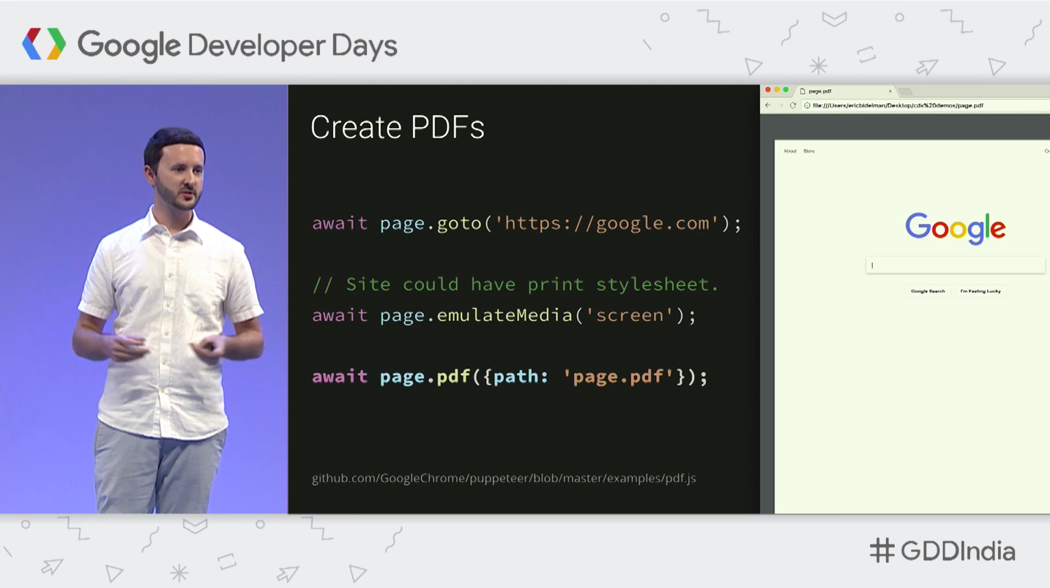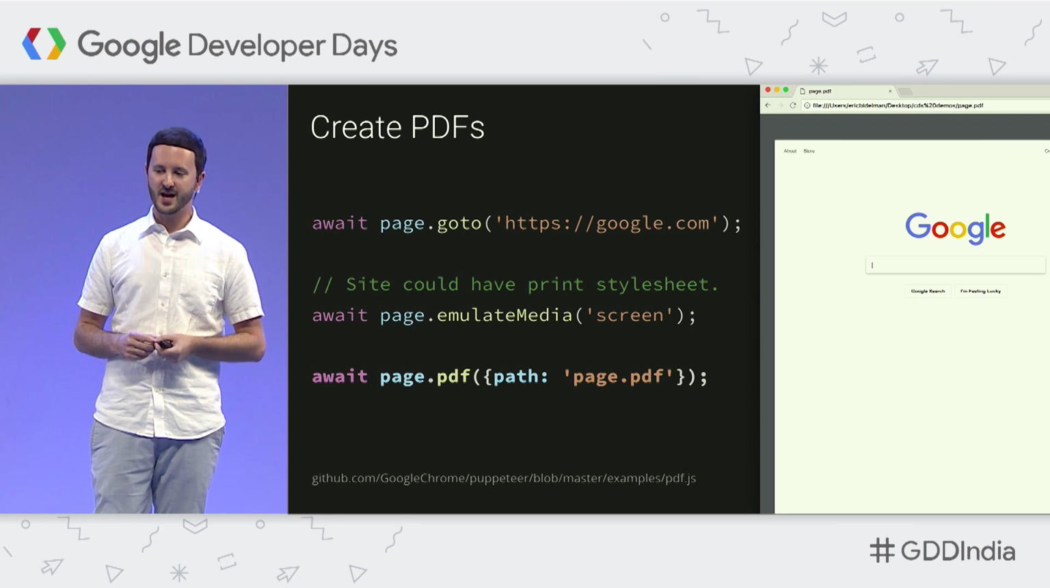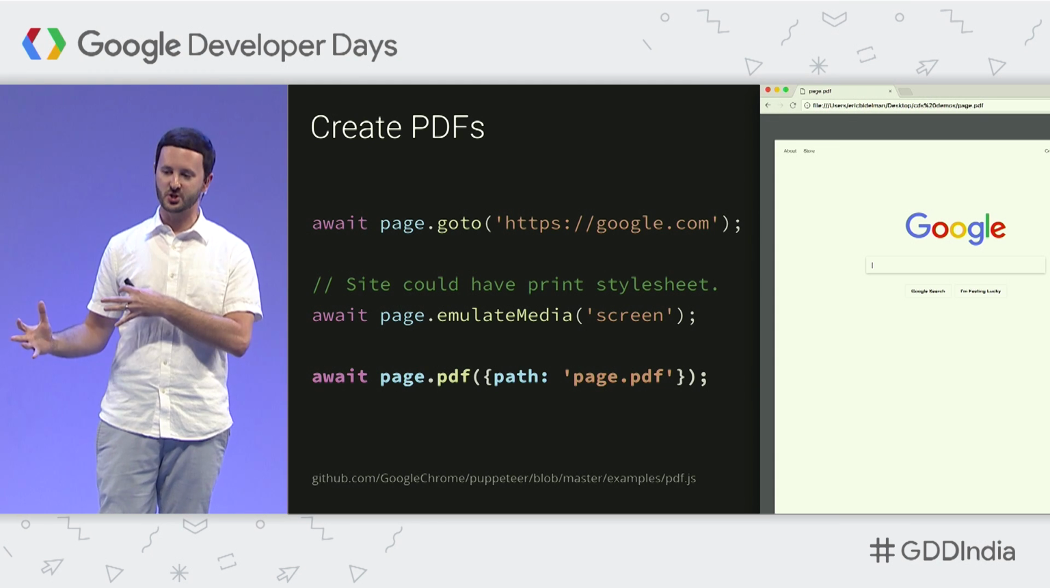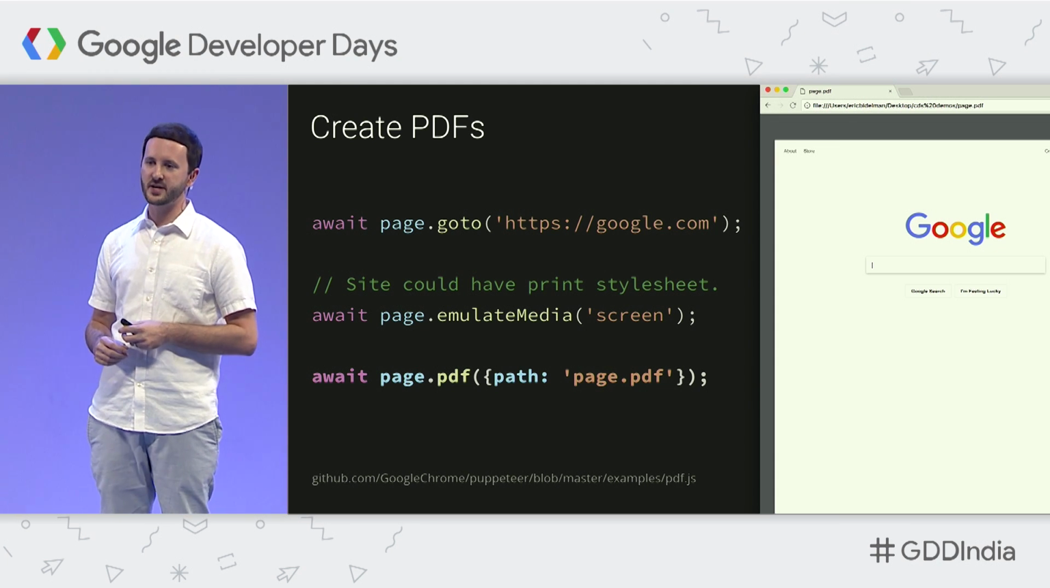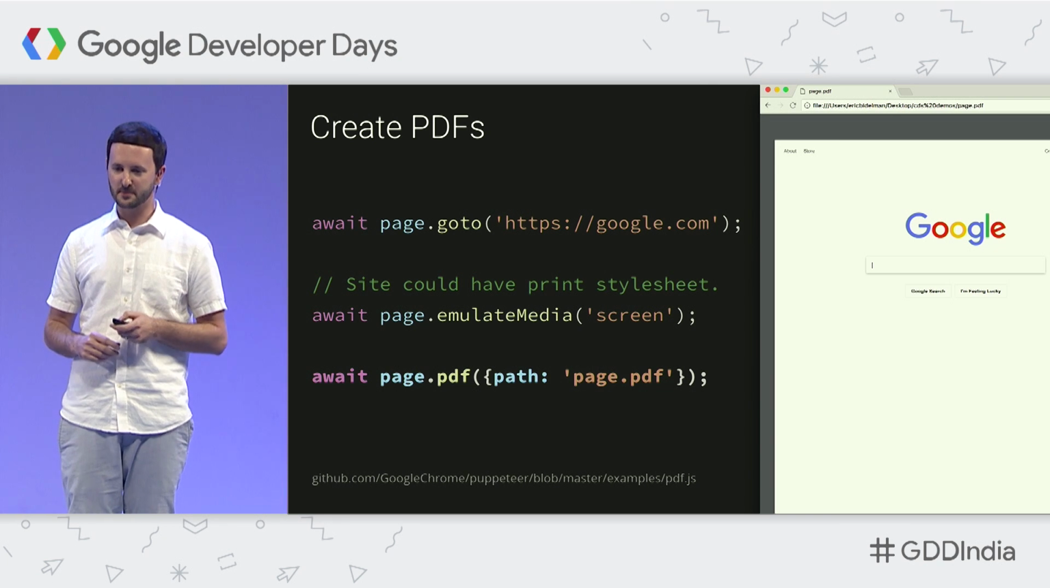So very similar to the Screenshot API, we can navigate to google.com, for instance, emulate a screen media device instead of print media, so we don't get the print style sheet, and then call page.pdf and save the PDF to disk. Pretty simple.